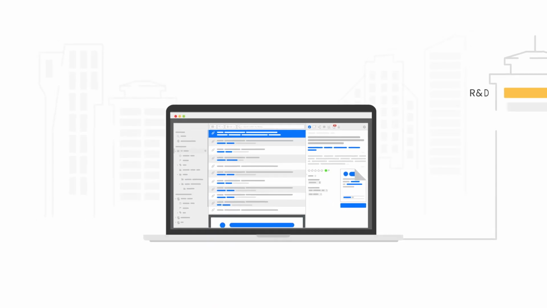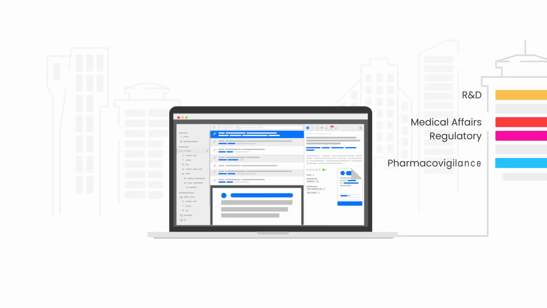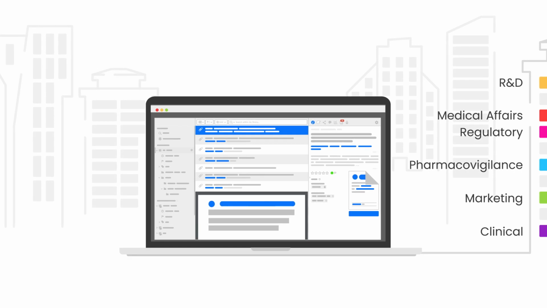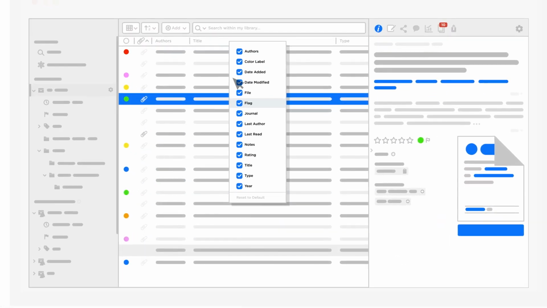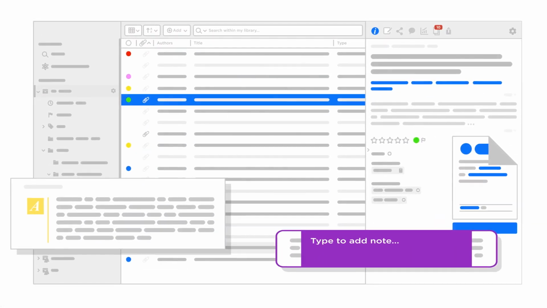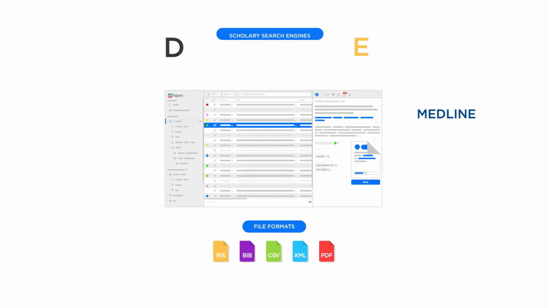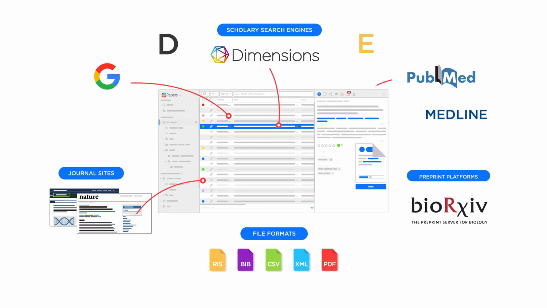Empower your teams, from R&D to medical affairs, regulatory to clinical, to personalize their ReadCube libraries to fit their unique workflows, with customizable layouts, annotation tools, and flexible organization capabilities. Enjoy effortless importing from all of the major discovery sites and literature databases.